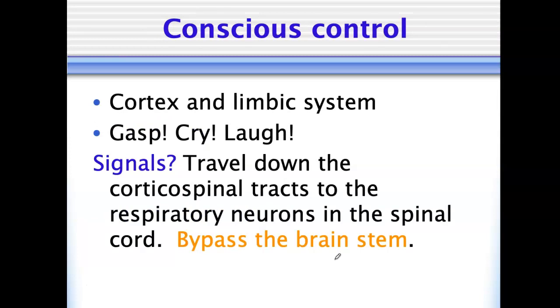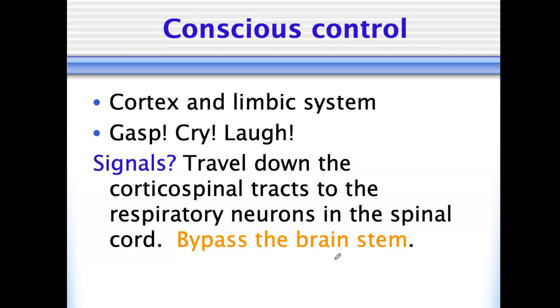One last thing here is another way that we move air, but it really isn't respiratory, is when we do things like laugh or cry or gasp. We're really moving air, but we don't think of them as respiratory movements. So these are affected. You can do them consciously. Of course, you can laugh and cough and do all these things on command. They also are triggered by the limbic system, which would probably be triggering emotions like laughing and crying.